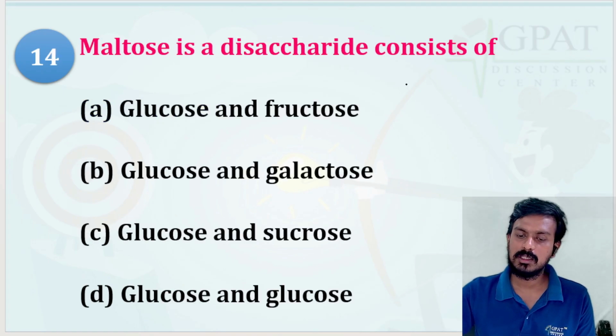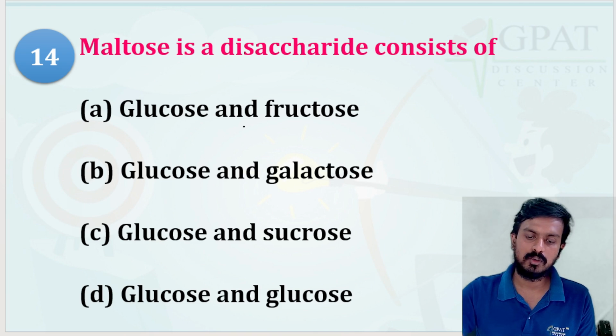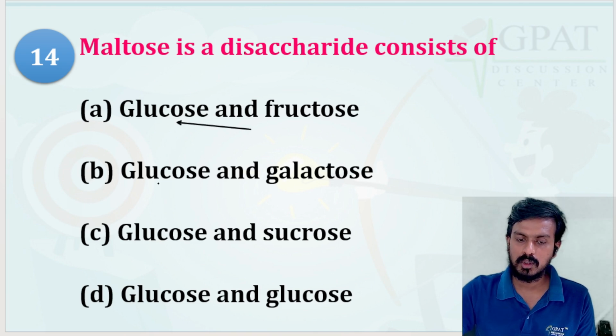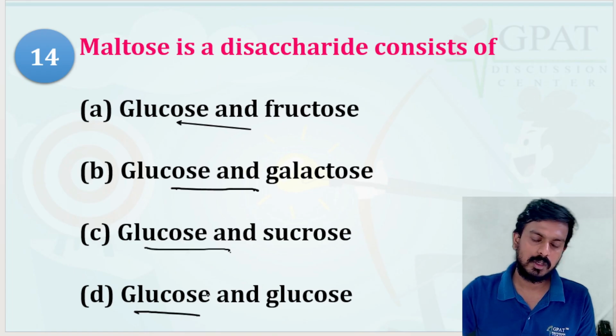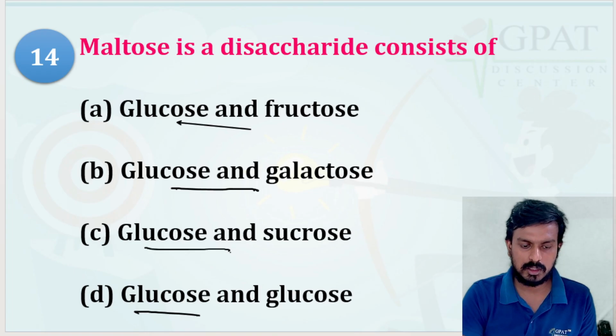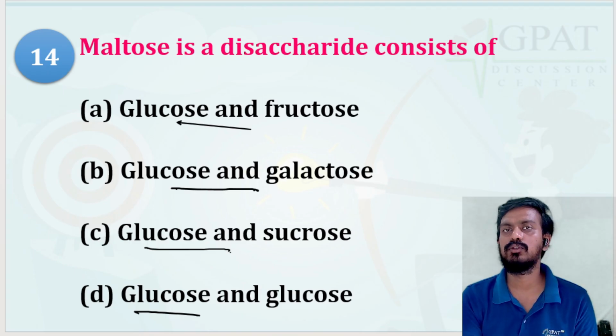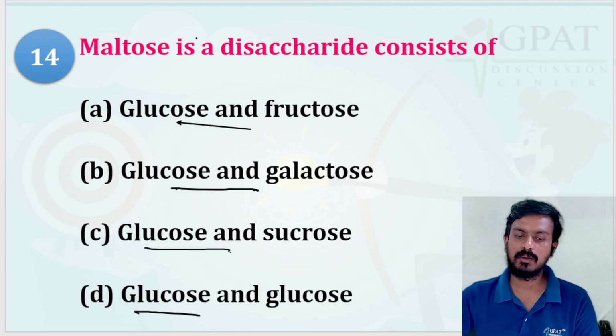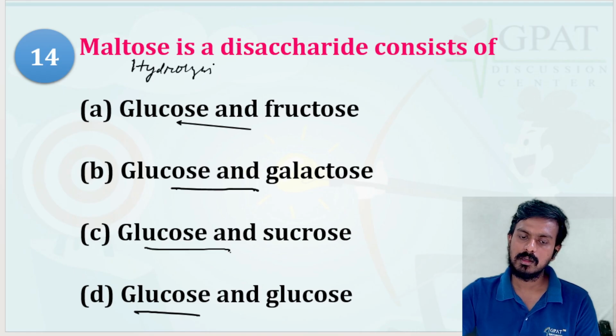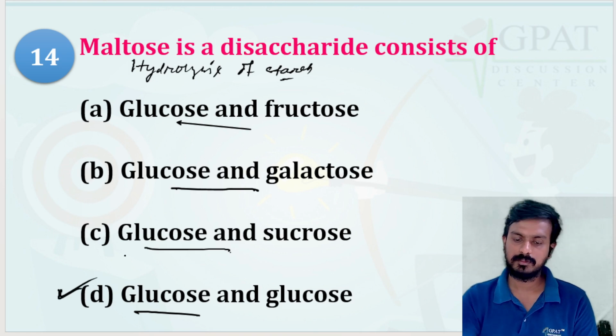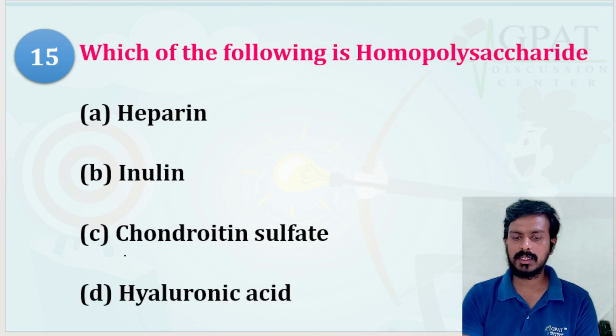Next question. Maltose is a disaccharide consisting of, as I just told you, glucose plus glucose. Maltose, malt sugar, is produced during hydrolysis of starch. So maltose consists of glucose plus glucose.